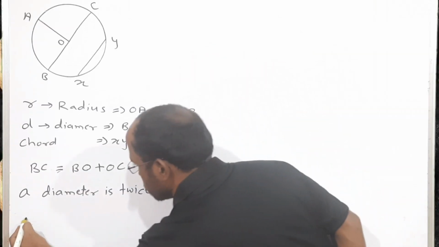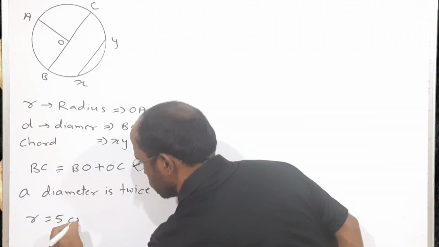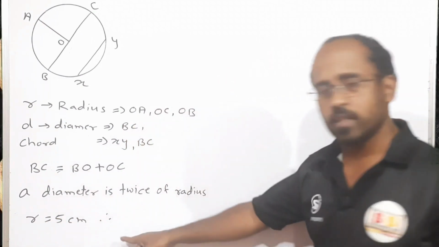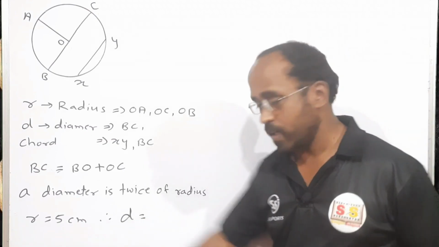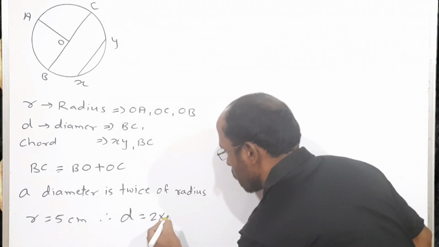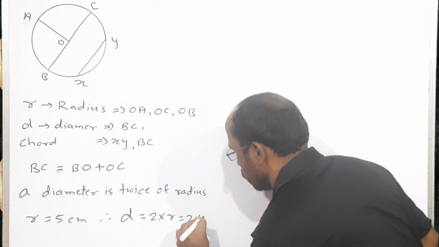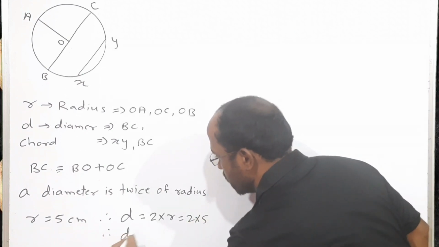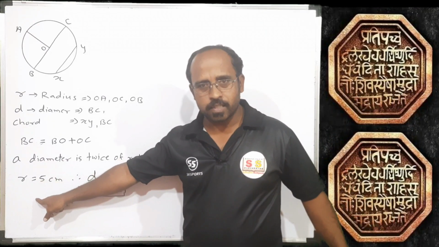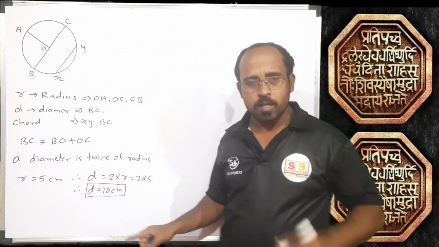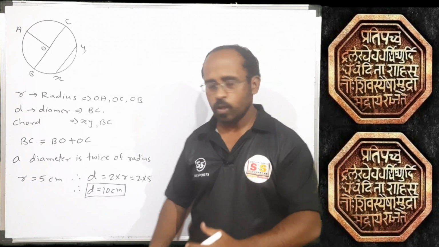Suppose radius is given equal to 5 centimeter. Then how much is diameter? Diameter is twice of the radius, means 2 multiplied by radius, 2 into R, which is 2 into 5. Therefore we can say diameter is equal to 10 centimeter. So if a radius is given, we can find the diameter by multiplying it by 2.